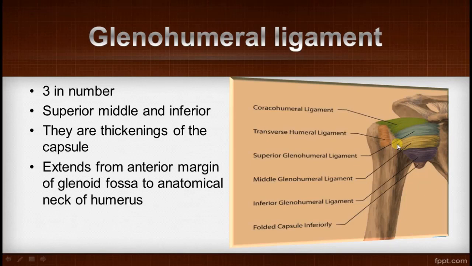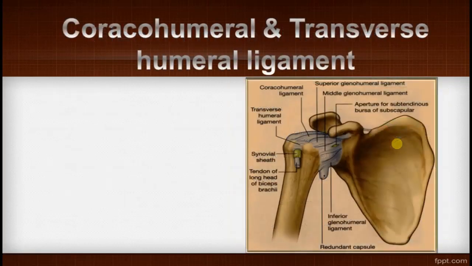So, very naturally, it is just an extension, extending between the attachments of the capsule, because these three ligaments itself are nothing but the thickenings of the capsule. So, naturally, they extend along the attachment of the capsule, that is, margins of the glenoid fossa to the anatomical neck of humerus.